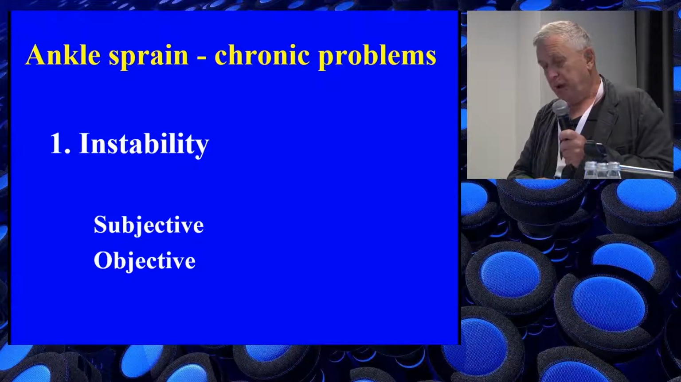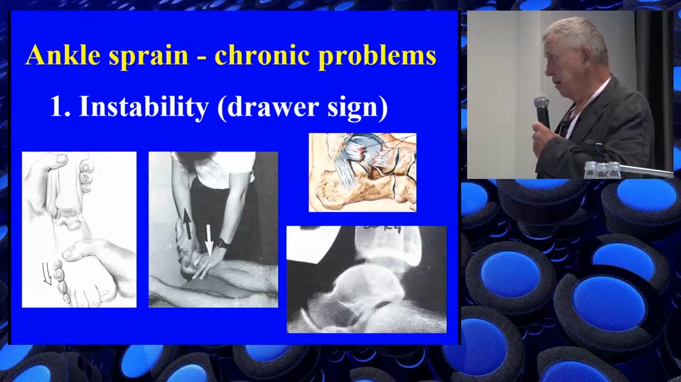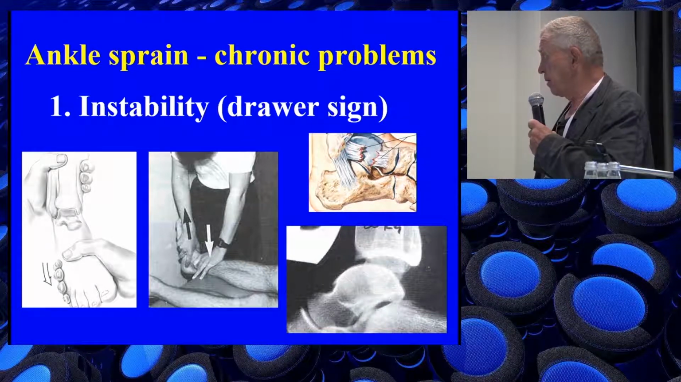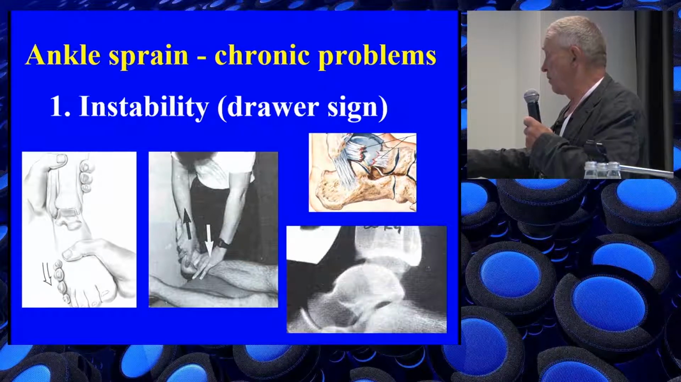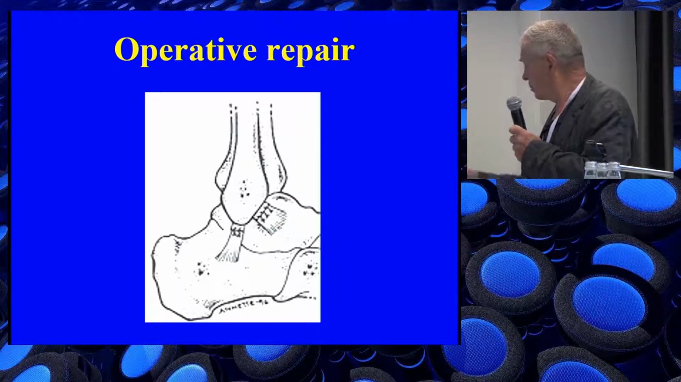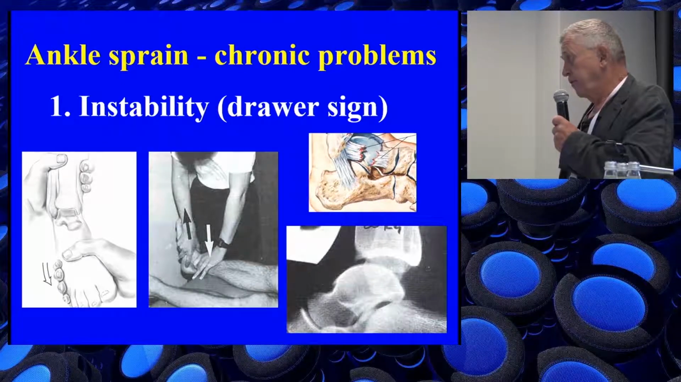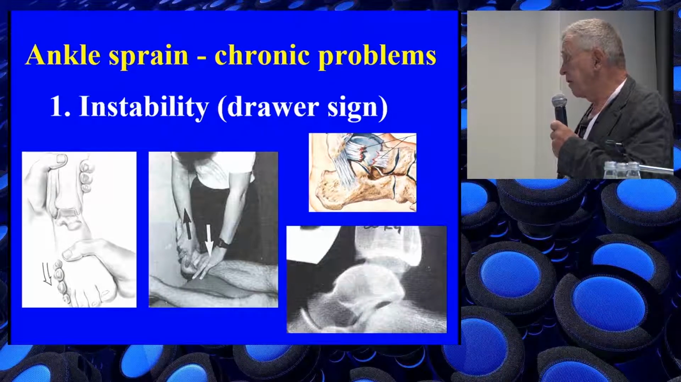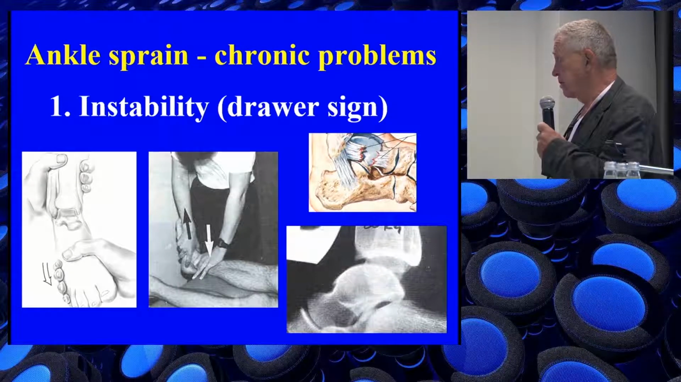Then the patient complains of instability, and you try the clinical ways of testing this. You have the drawer sign when you test the ligament between the fibula and the talus, the talofibular ligament. The drawer sign, you can feel that very easily. Then you're quite sure that you can help this patient by mending the patient's ligament.